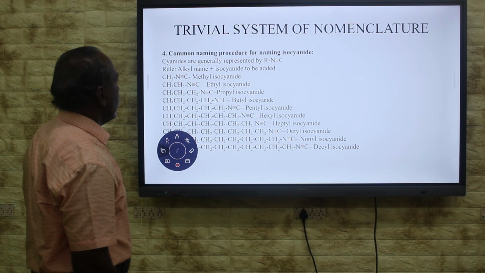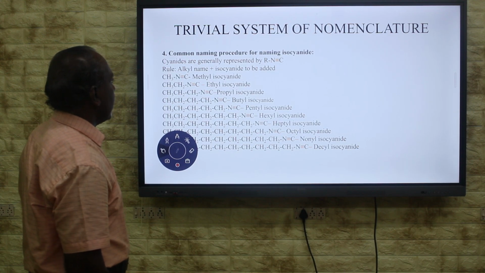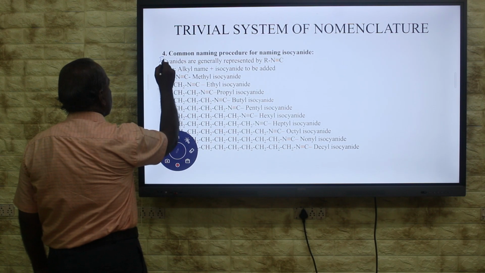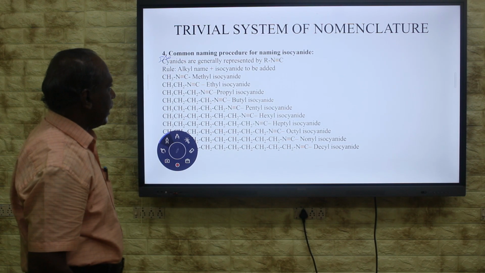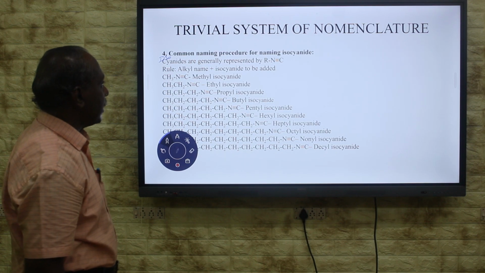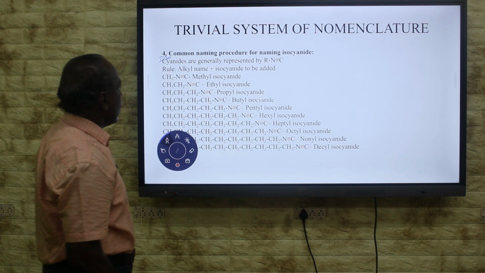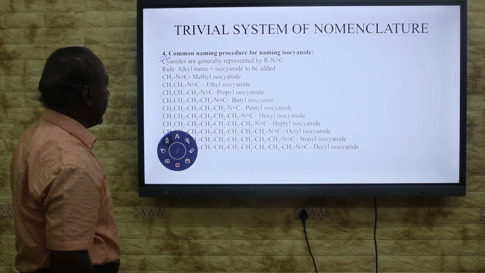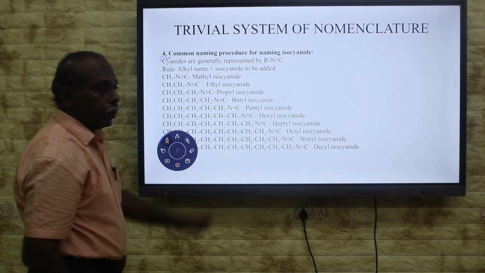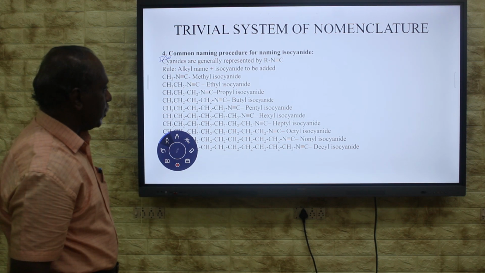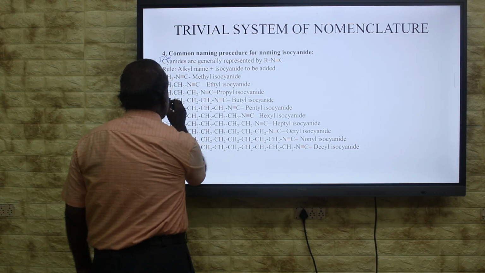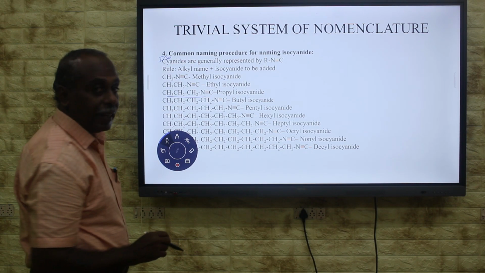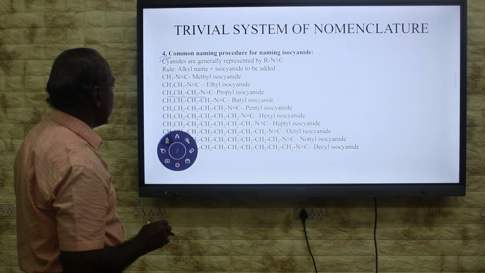Here, isocyanide will be there. Isocyanides are generally represented by RNC. Here also the same procedure is adopted. Alkyl name plus isocyanide is to be added. That is the way to give the common name for this compound. I will give one example here. Along with the propyl group, NC is there. NC is isocyanide, propyl isocyanide.